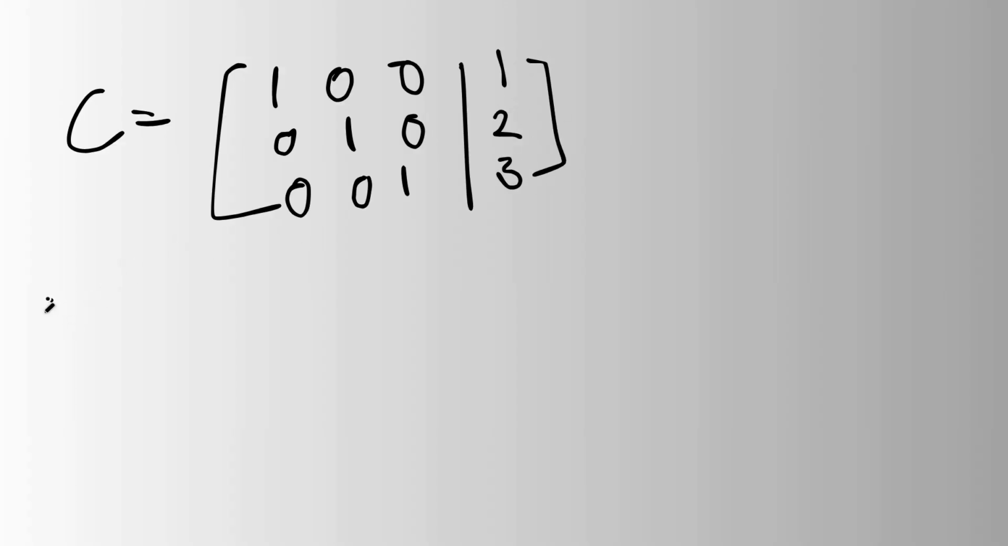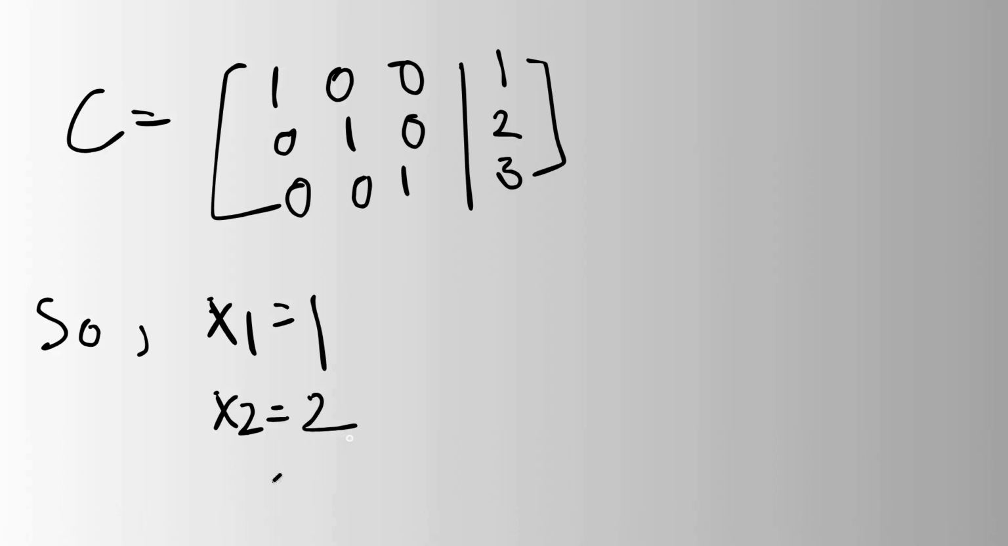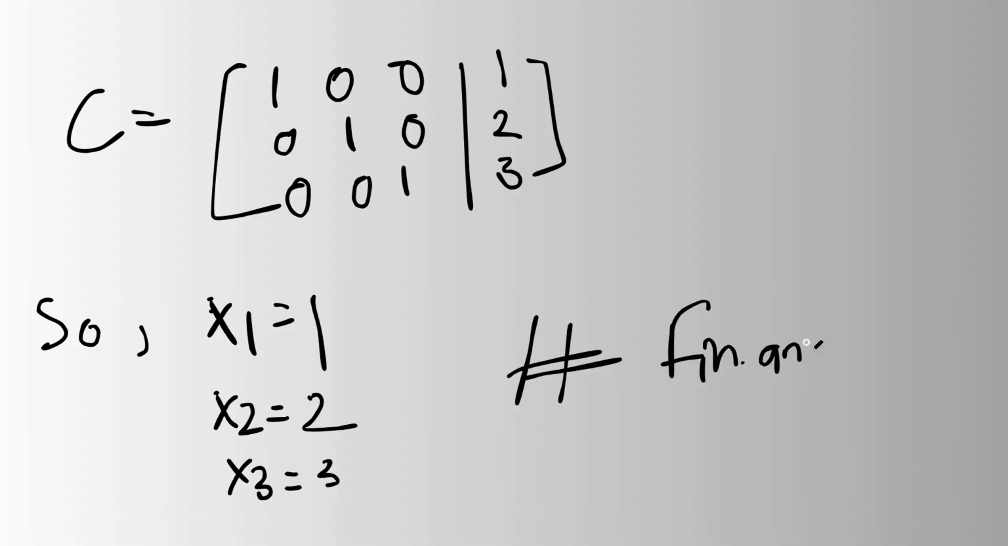Okay. So what is C? So 1 0 0, 0 1 0, 0 0 1, and the last column 1 2 3. Yeah. So x1 equal to 1, x2 equal to 2 and x3 equal to 3. Yes, so this is the final answer.